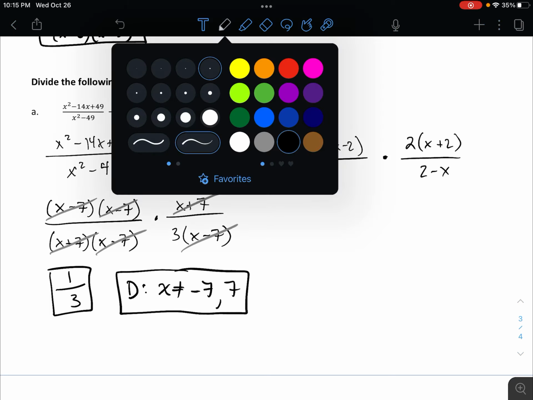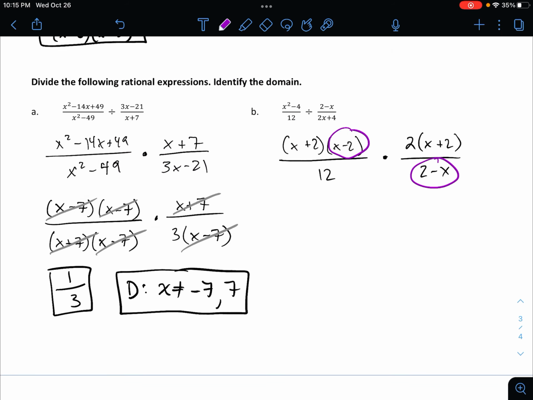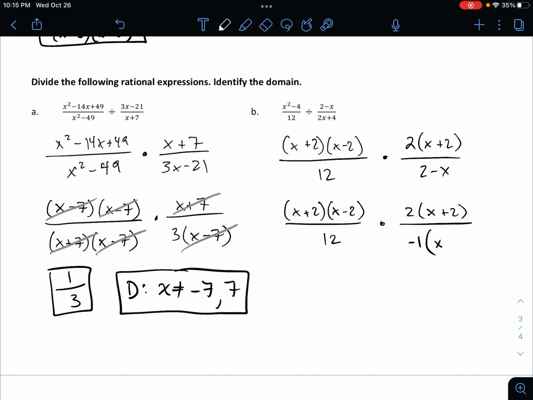So if I look right here and here, I see that the x minus 2 is the exact opposite of 2 minus x, right? So what I can do is I can actually factor out a negative 1 from this denominator. And what that would look like if I rewrote this is we've still got the x plus 2, x minus 2 over 12. But now with the 2 times x plus 2 in the numerator, I can factor out a negative 1 from the denominator, leaving me with x minus 2. You can go ahead and quick check by distributing, right? Negative 1 times x is negative x. And negative 1 times negative 2 is positive 2, so that does work out.